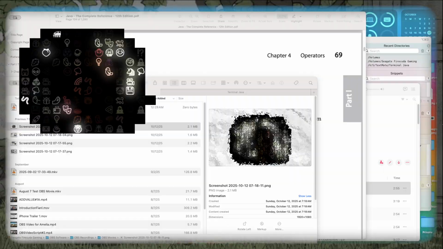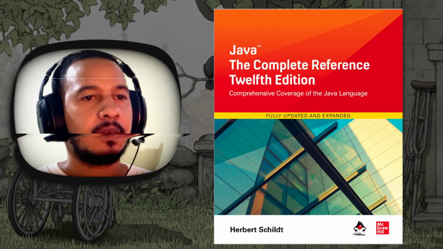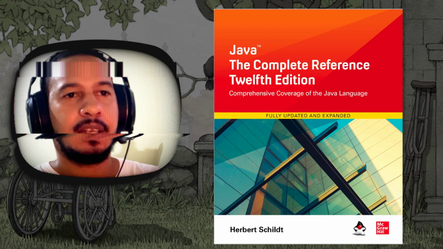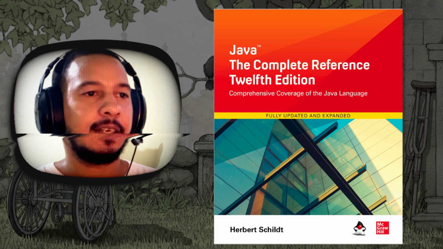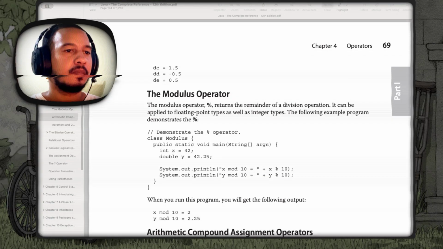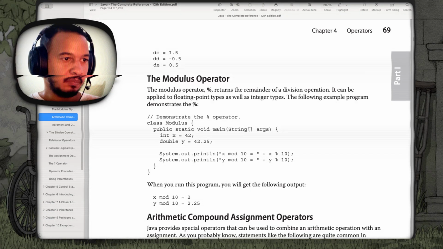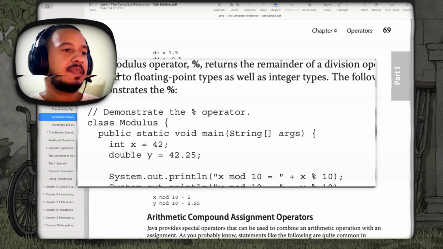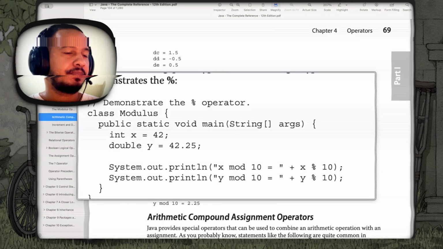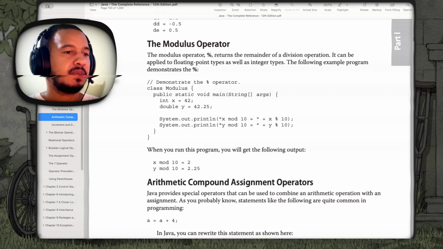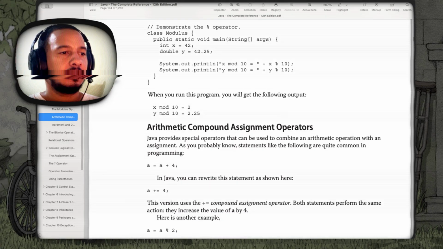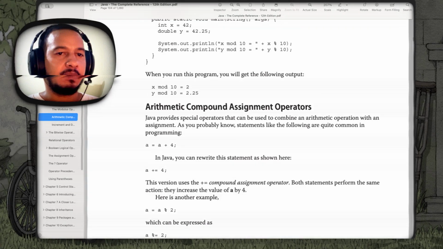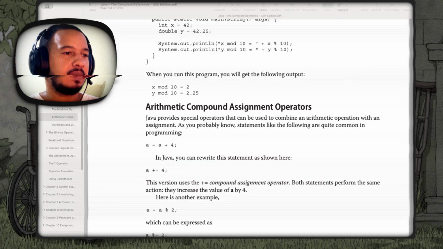Okay, welcome back. So we are retaking our reading on page 69. Let's get there. And we performed this, we wrote this code. And so we're going to read now on arithmetic compound assignment operators.